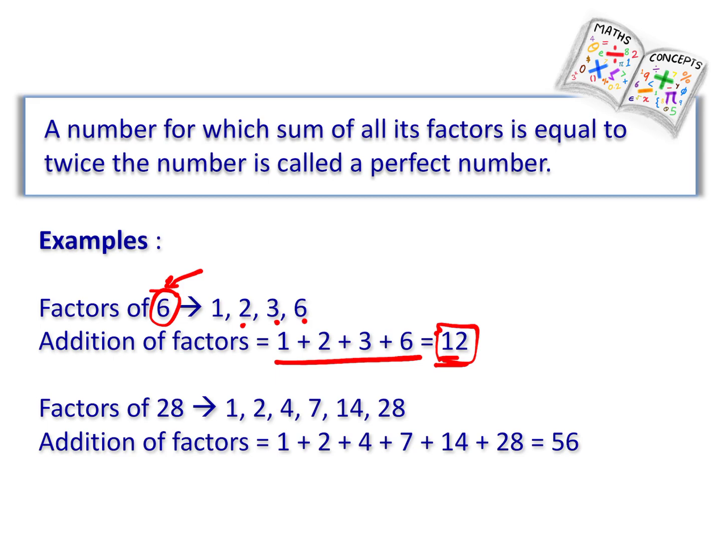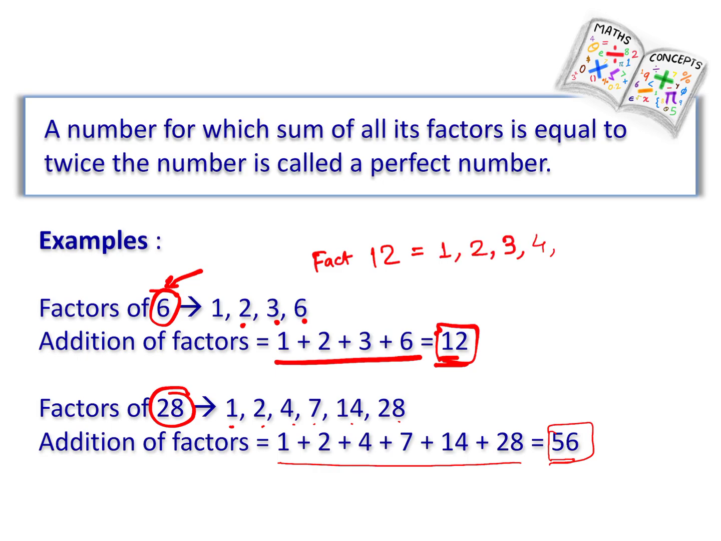Another example is 28. Factors of 28 are 1, 2, 4, 7, 14, 28. When I add these numbers, I get 56, which is twice the given number, and that's why 28 is also a perfect number. If I try another example, say 12, factors of 12 will be 1, 2, 3, 4, 6 and 12. If I add these, 1 plus 2, 3 plus 3, 6 plus 4, 10 plus 6, 16 plus 12 would be 28, which is not twice the given number, and that's why 12 is not a perfect number.